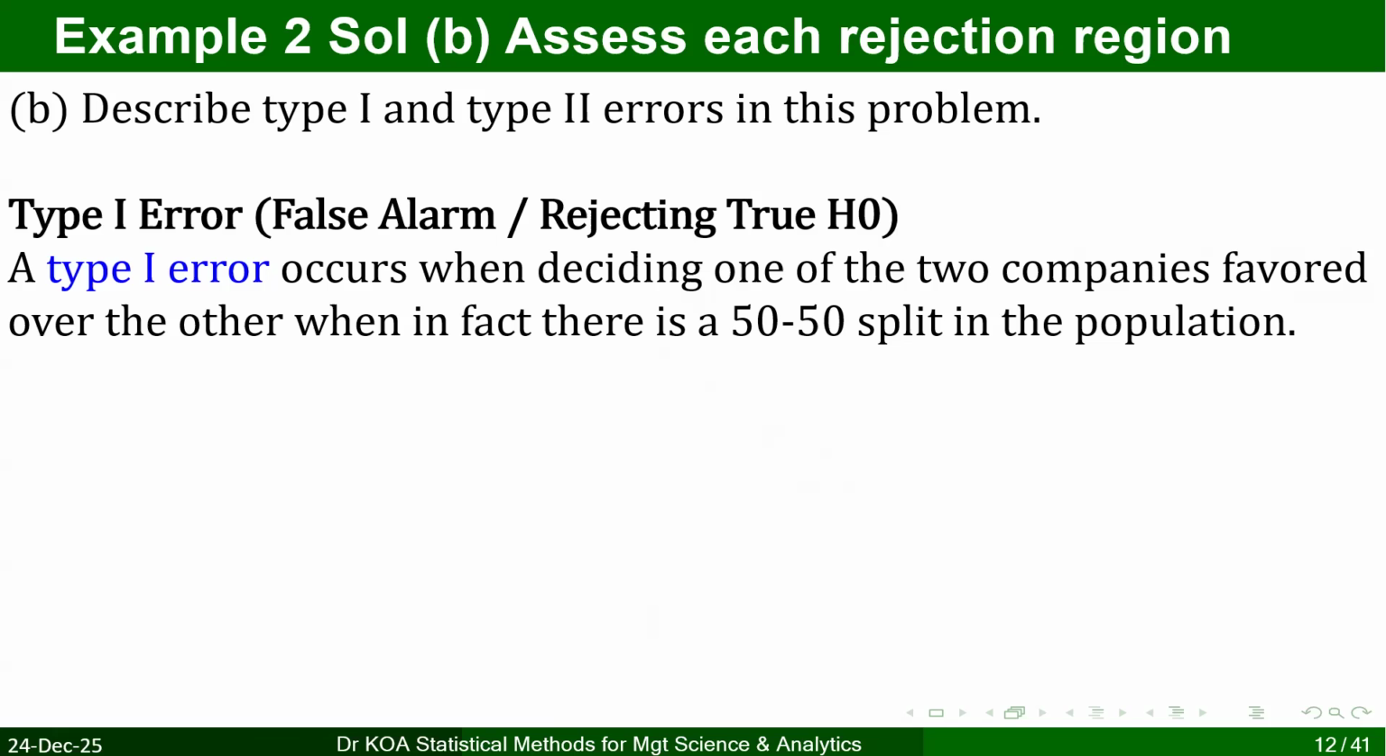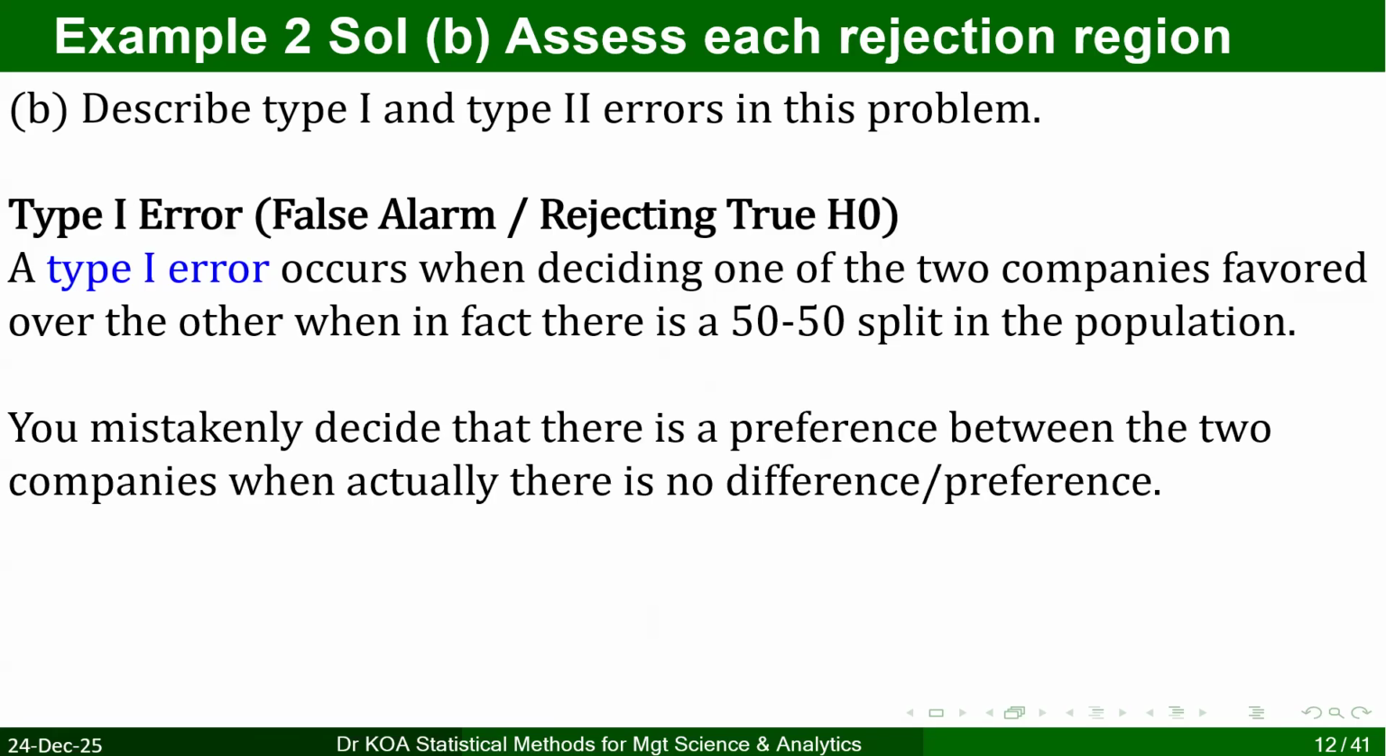And what is the true null hypothesis? The true null hypothesis is the fact that people favor one company over the other. Okay. So when you decide, and that is the truth, but when you decide that, oh, they don't do that, okay, then you are committing a type 1 error. So when you mistakenly decide that there is a preference between the two, when actually there is no preference, okay, and when there is no preference, it means that one is better than the other. That's what it means. That is when you committed a type 2 error in this sentence.